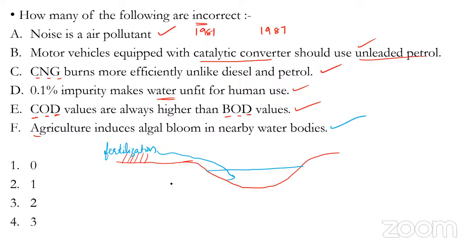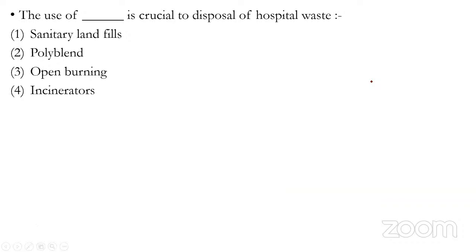This is also correct. So the question is, how many of the following are incorrect? So none of them are incorrect. So the answer should be the first one. Next question.